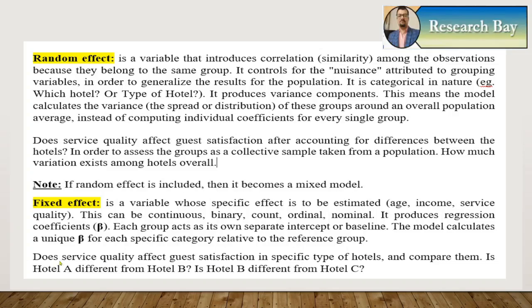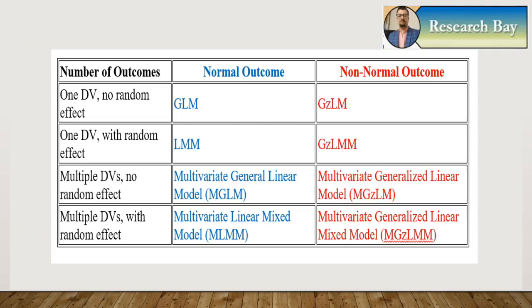For instance, does service quality affect guest satisfaction in a specific type of hotel? And we want to compare them. Is Hotel A different from Hotel B? Is Hotel B different from Hotel C? In that case, we include the fixed effect. Now let us see the types of models.